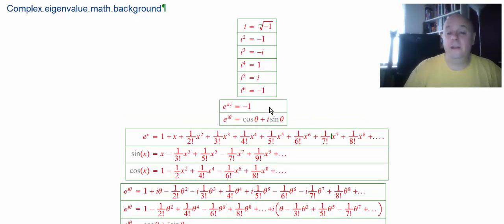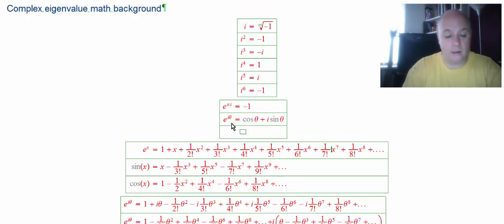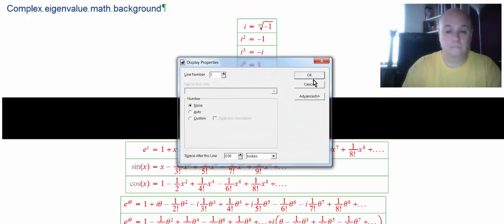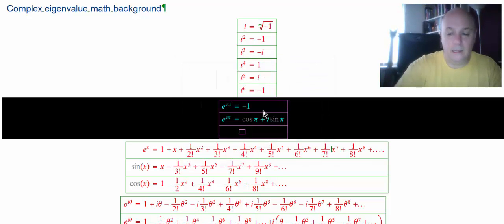Well, that works for any theta. If I make theta equal to pi in my equation, then I'm going to get e to the pi i is equal to cos pi plus i sine pi, and we know that the sine of pi is 0, so this whole piece disappears. The cos of pi is minus 1, so then I get that tattoo equation. Ta-da.